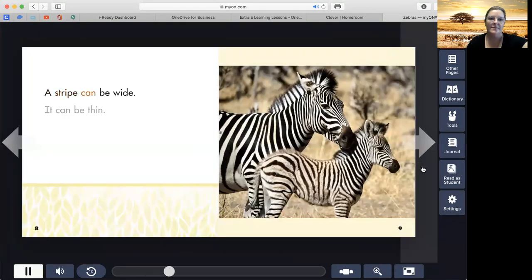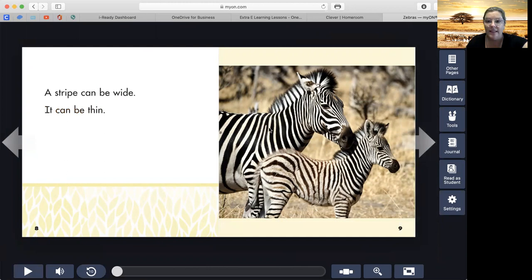A stripe can be wide. It can be thin. So you'll notice how some of the stripes here are very thin, and then some of them get really wide. And look at the little baby. Oh, he's so cute.